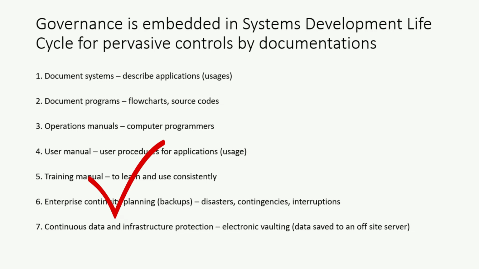Sixth, the enterprise should continuously plan for disasters, contingencies, and interruptions through backups. Seventh is continuous data and infrastructure protection through, for example, electronic vaulting. The data is saved at an offsite server so that if there is any contingency, disaster, or interruption, the data that would probably otherwise be lost could be accessed.